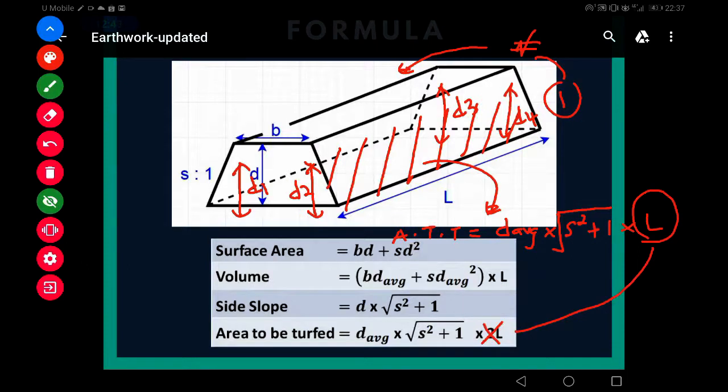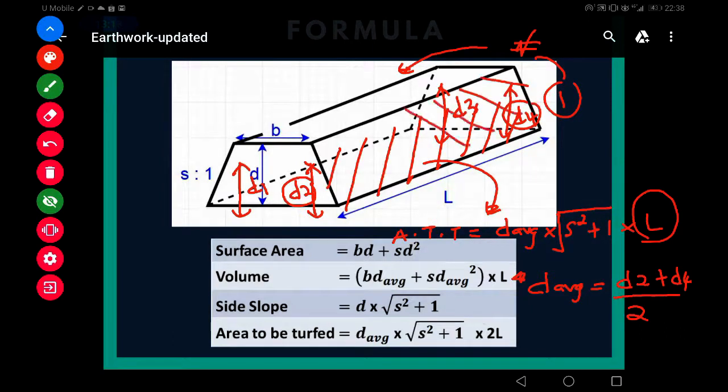Okay, so for this one, the D average will be D2 and D4. D2 plus D4 divided by 2. So you will get the surface area to be turf for this side.